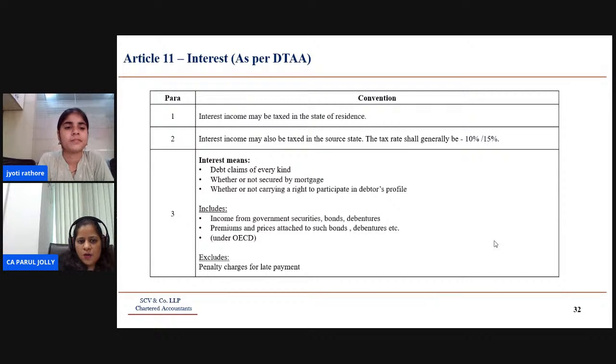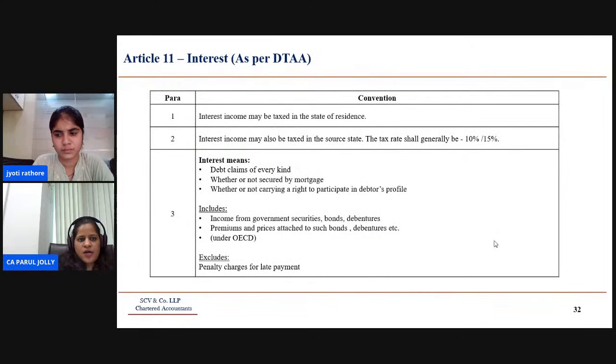And since the income is taxed in both states, there is a mechanism of availing exemption or credit of the taxes paid in the country of source. So whatever is paid in the country of source, be it 10% or 15%, the person can get a credit of those taxes in the country of residence. So that is how this double taxation problem is resolved by resorting to the treaty.